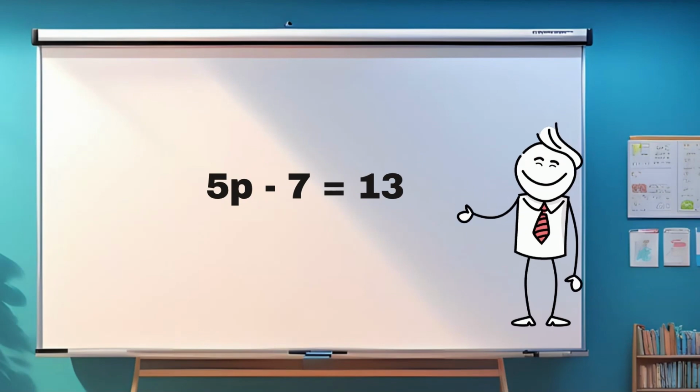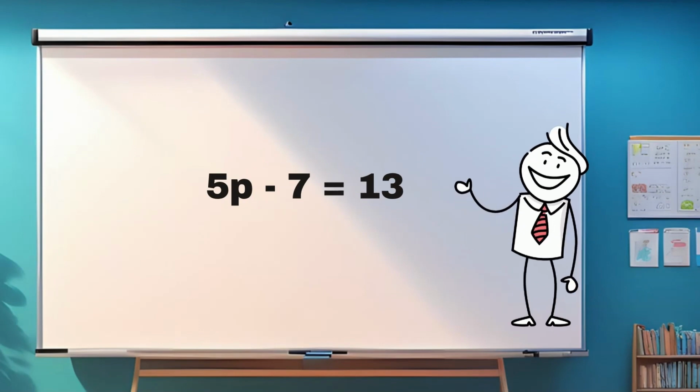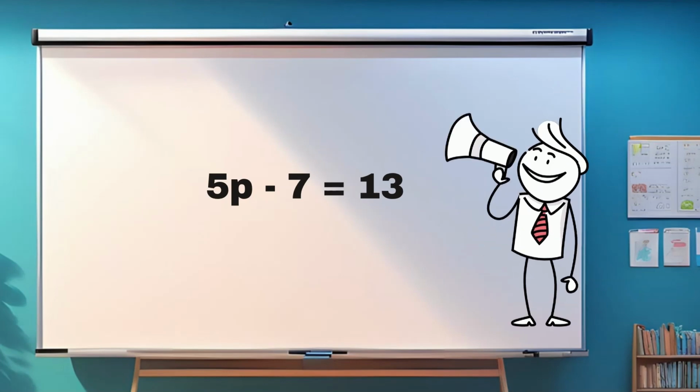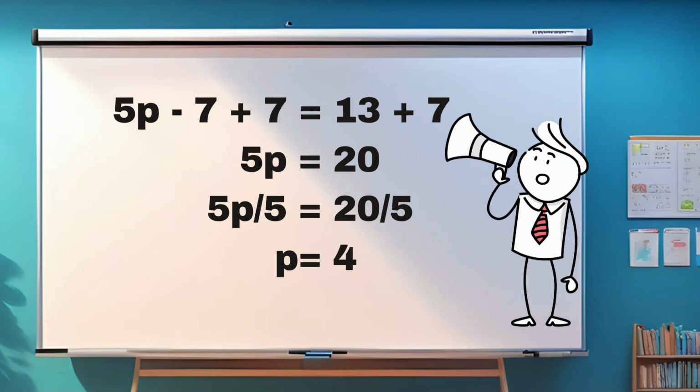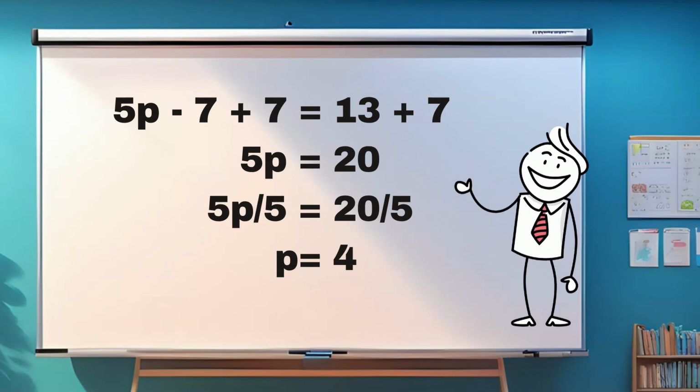Friends, if we follow the rules mentioned by Mr. J, we will get the answer. 5p minus 7 is equal to 13. We add 7 to LHS and RHS. This will eliminate 7 from the expression. So, 5p equals 20. Then we divide 5 from both sides, because it is 5 multiplied with p to give 20. This will give us p equals 4.